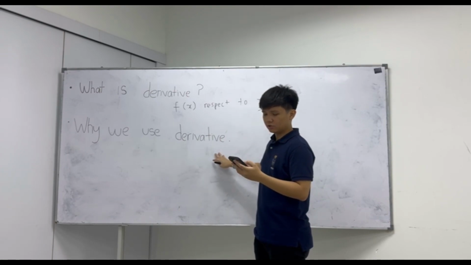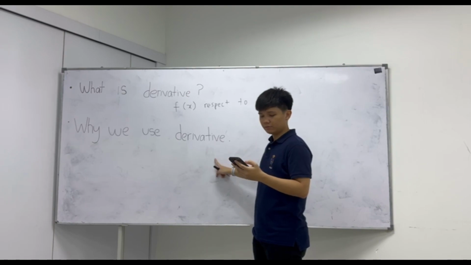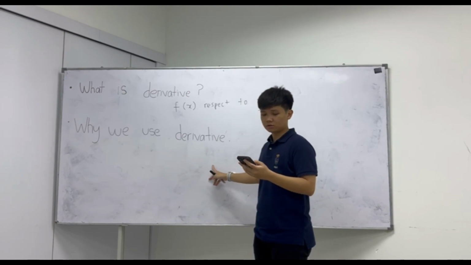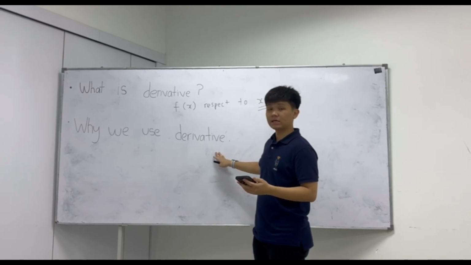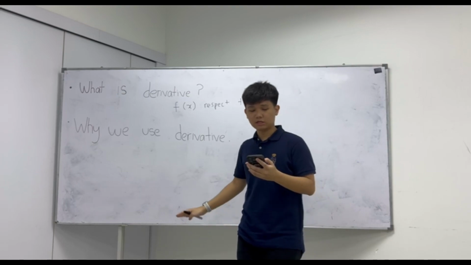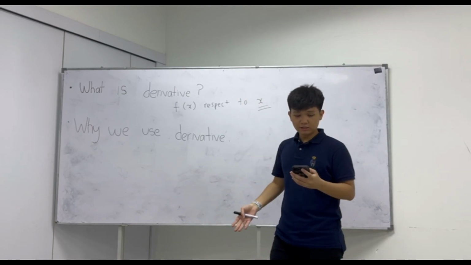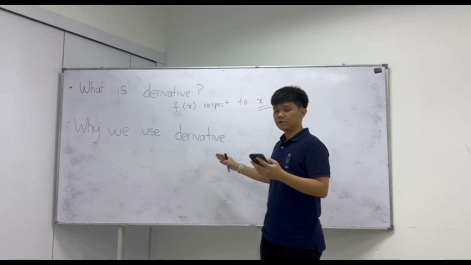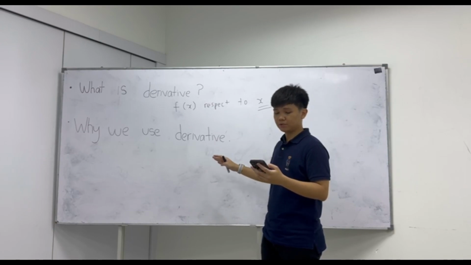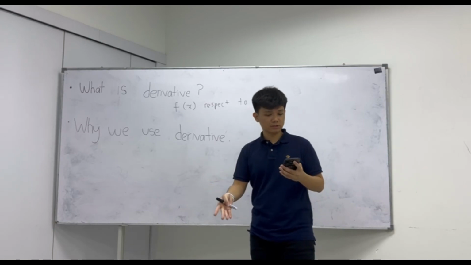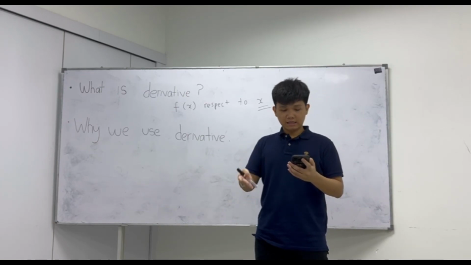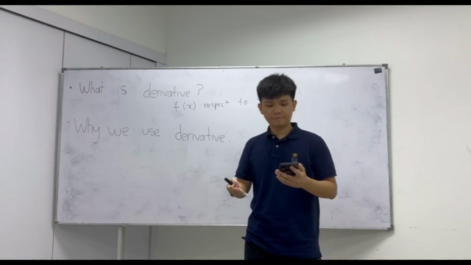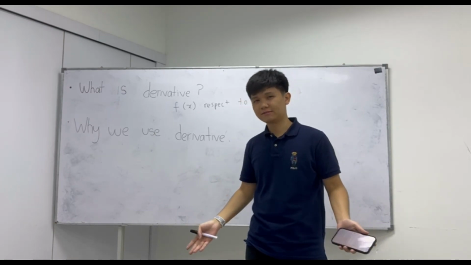Other than that, you've got optimizing decisions, design engineering, and predicting behavior in market trends. You've got technology too: your smartphones also use derivatives on a daily basis. Essentially, derivatives are crucial for making informed decisions, optimizing processes, predicting outcomes, and understanding the world around us. They provide a mathematical framework for quantifying and analyzing change, which is fundamental to countless aspects of our daily lives.